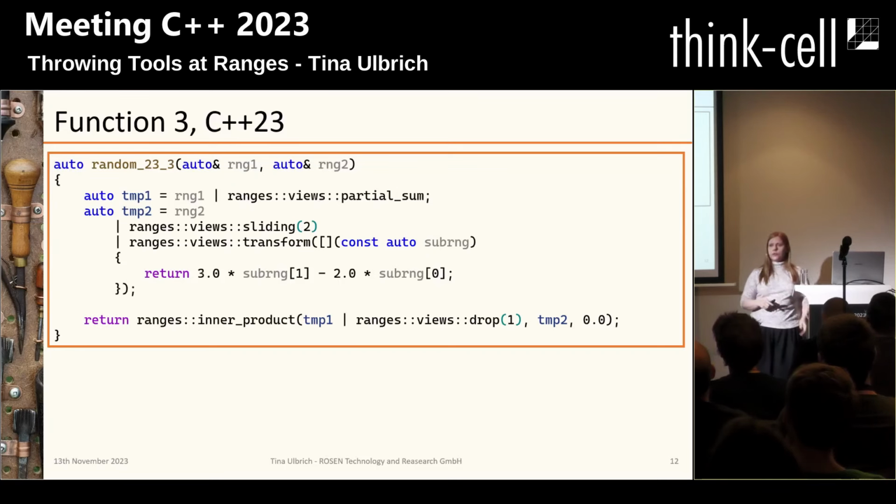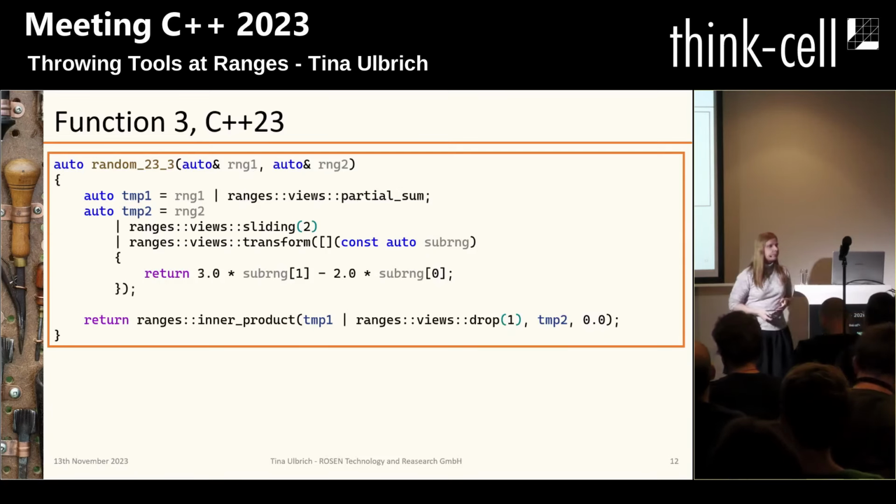And in the end, I wanted to have one output. To get one output, I'm using inner product, which gives me one double in the end that I can compare, to check that I'm actually doing the same thing for all of the versions. And yeah, that's basically it. Because I'm using the sliding view for the temporary 2 view here, I'm getting one element less than I get from the input range. So I need to drop one value, which is what I'm doing in the inner product here for the first range. Again, it's nonsense code, but it uses a lot of features, as you can see.